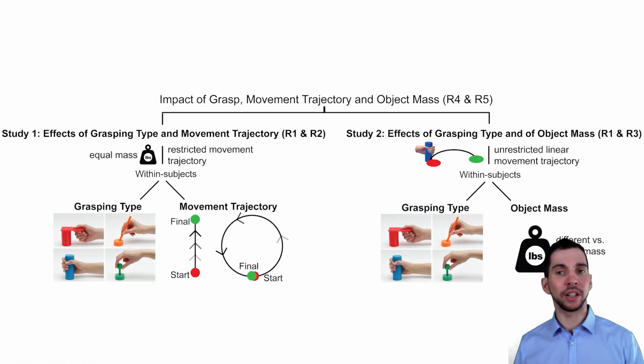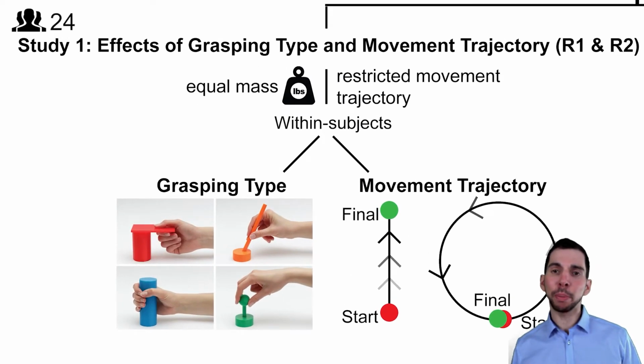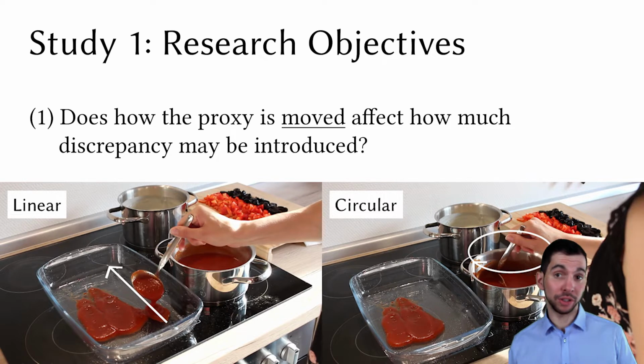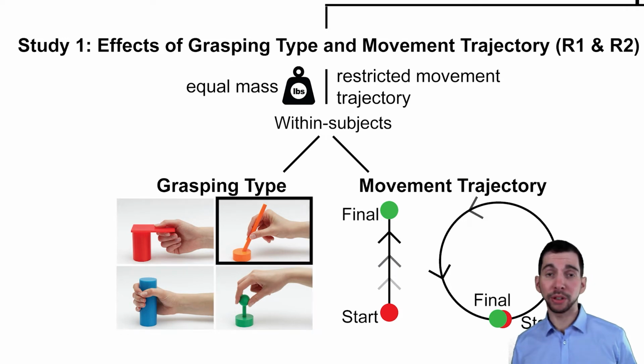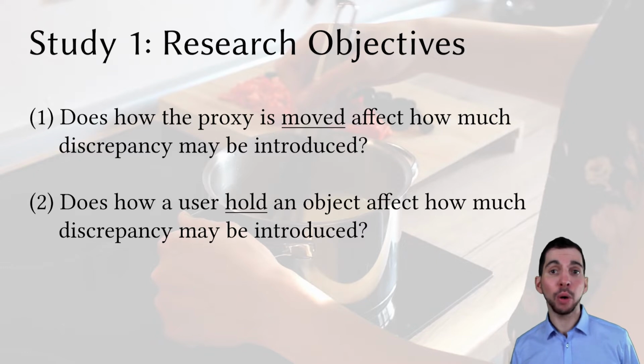To untangle such variables, we conducted 2 user studies with 48 participants. In the first study, we explored potential effects of 2 different movement trajectories, linear and circular, targeting the question whether how the proxy is moved affects how much discrepancy may be introduced. And 4 different grasping types, lateral, medium wrap, tripod and riding tripod, to answer the question, does how a user holds an object affect how much discrepancy may be introduced?